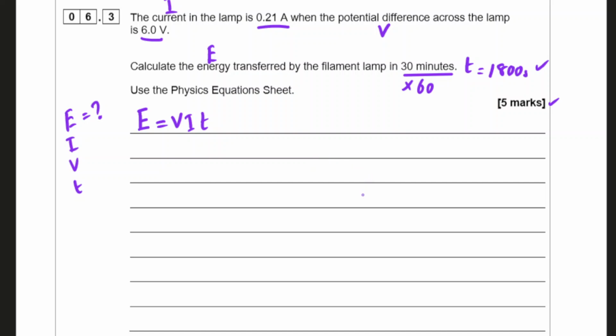Now, in this 5 mark question, the final answer alone without any working will give you the 5 marks. But I would show the steps just to make sure that you're not missing anything. So the voltage is 6 multiplied by the current is 0.21 multiplied by 1,800. So let's bring in the calculator for this.